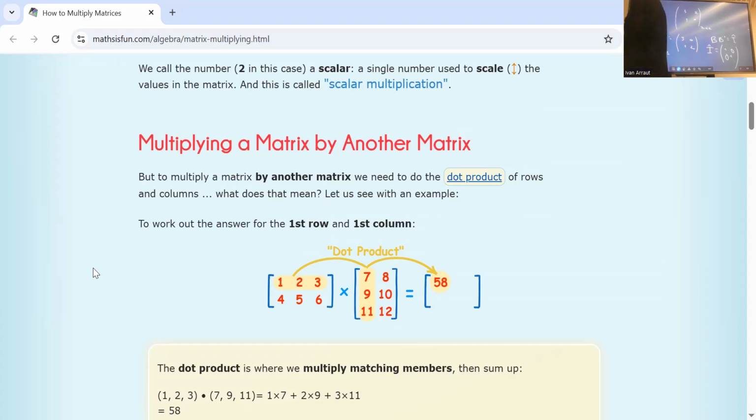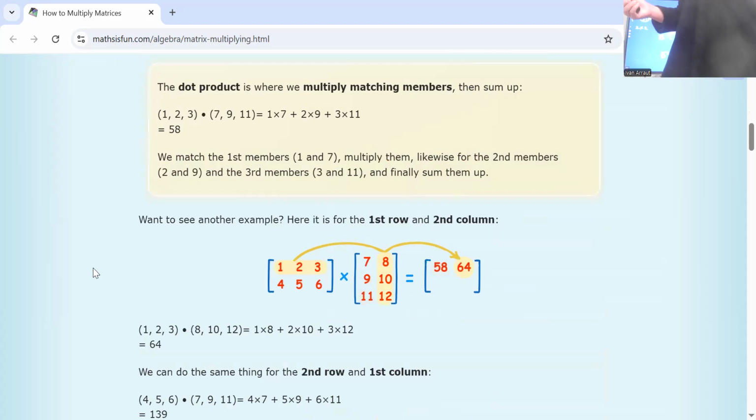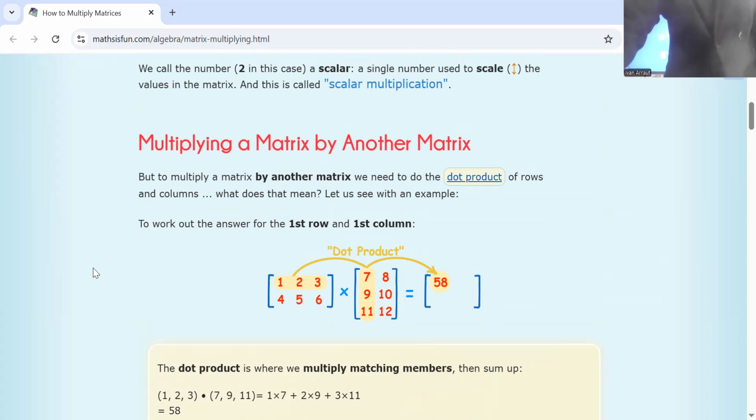If these two numbers don't match, let's say 1, 2, 3, and I add one more here, then I cannot multiply these two matrices. And you don't have to worry about how to multiply matrices in detail, because I can do it in the software I showed you yesterday. Let me show you immediately, so you realize that it's not that difficult.